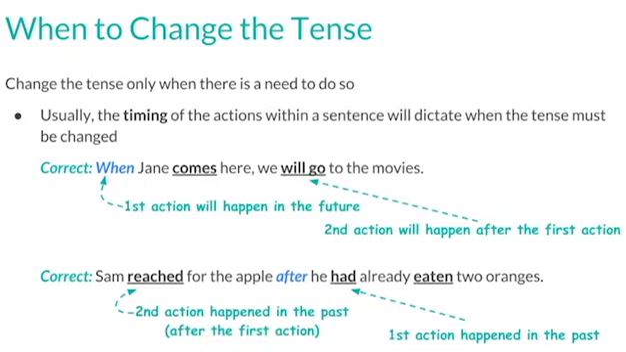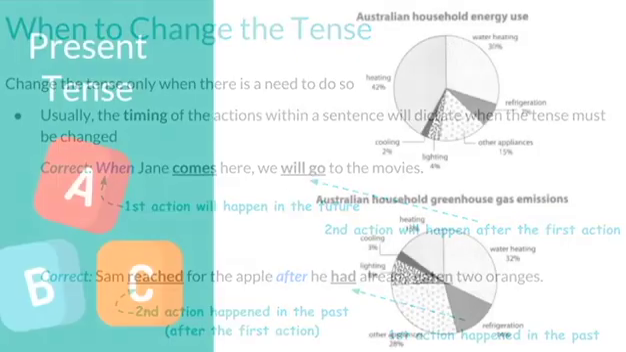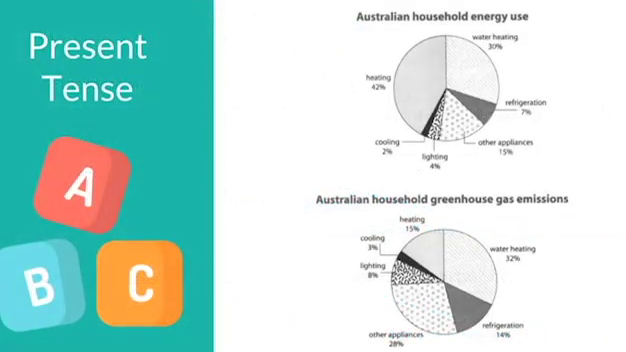Okay, so do you see how the timing of the actions is different in both of these examples? So whenever you have a situation like this, where you have to discuss two different events or actions that are happening at different timings, then you're required to change the tense of a sentence. Now let's take a look at some infographics that you're going to see on the writing task 1 question, and let's determine which tense we should use in each of these examples.